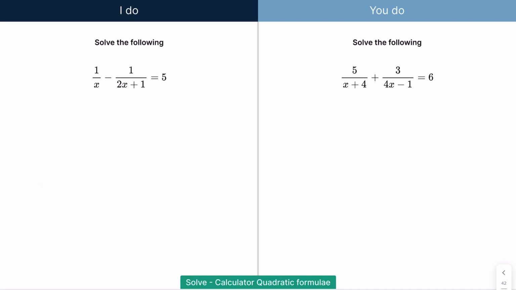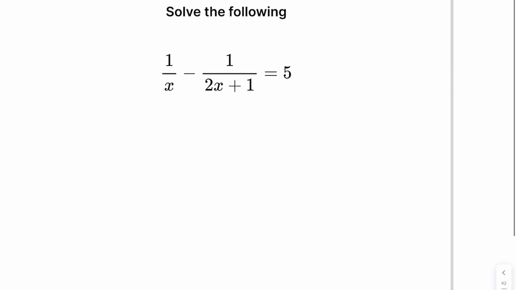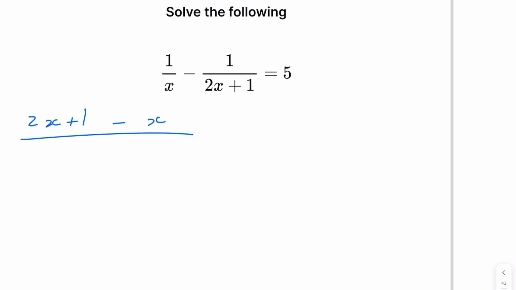So moving on, we now are solving and we'll need to use the quadratic formula. So this will appear on a calculator paper. Again, we want to make the top and bottom the same. So we multiply the left by 1 plus x minus the right by just x. And then at the bottom, we end up with x bracket 2x plus 1, which is equal to 5.